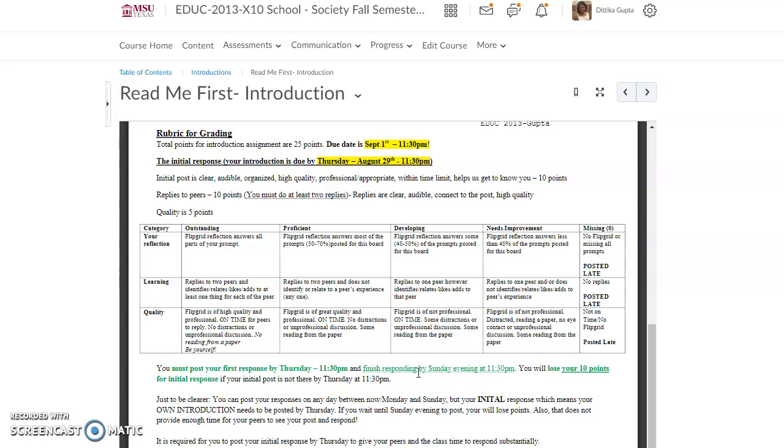Your own post is due by Thursday, August 29th, and the replies are due by September 1st. So you're going to have one initial post, and then at least two replies. You can read this. Your own post is 10 points, your replies are 10 points, and the quality is 5 points. So the total is 25 points.